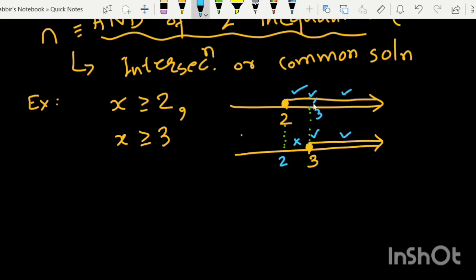So this set of solution is common to both. Okay. So this blue line solution is common to both. So that is the answer. The answer to this is x greater than equal to 3. Okay, the intersection of x greater than equal to 2 and x greater than equal to 3 is x greater than equal to 3 only.